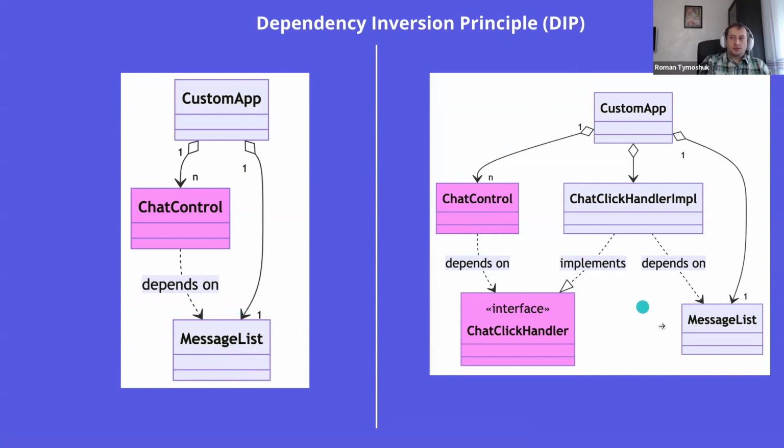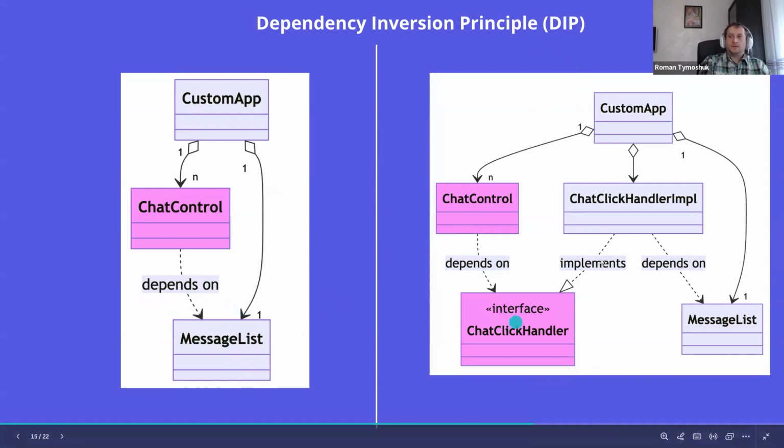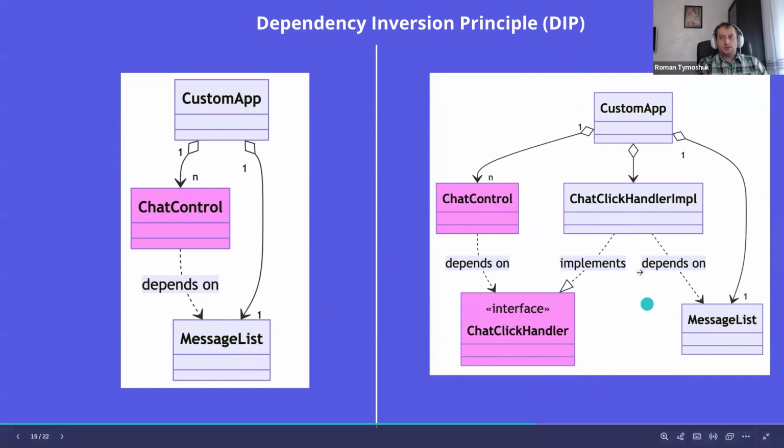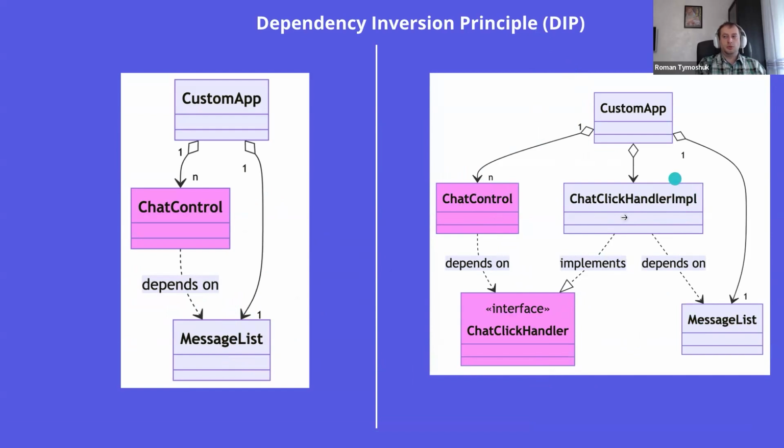Also, we are separating the concerns. So here we have a clear zone of responsibility. Message list is just a list of messages control. Chat control is responsible for the chat itself, and the action for the click is split, reusable, and could be implemented in only one place.